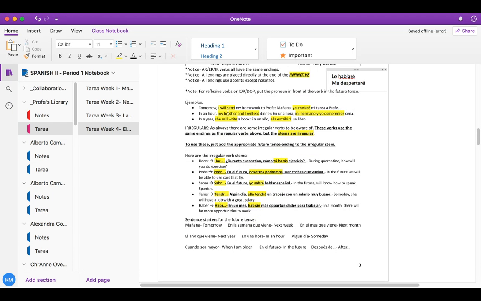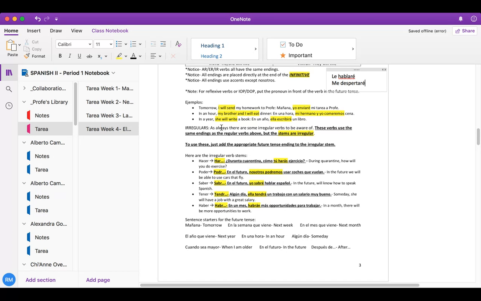All right, so here are a few examples. Tomorrow I will send my homework to profe. Mañana yo enviaré mi tarea a profe. It has the verb enviar directly in it, and our little E with an accent is plopped to the end. I will send. In an hour, my brother and I will eat dinner. En una hora, mi hermano y yo comeremos cena. We will eat dinner. Comer is directly in here, and the emos is our nosotros ending in the future.